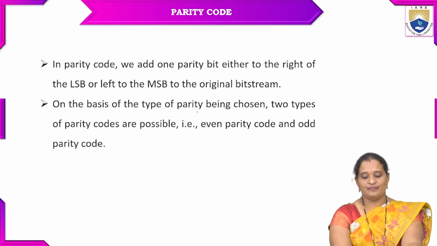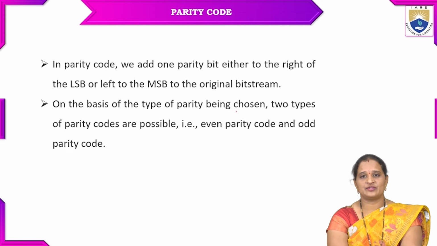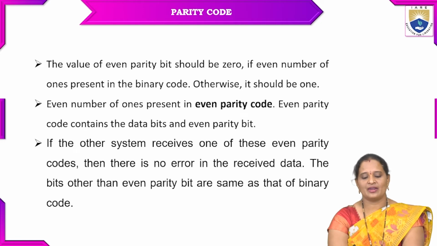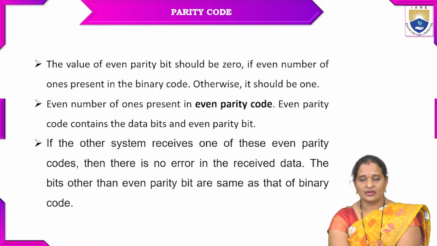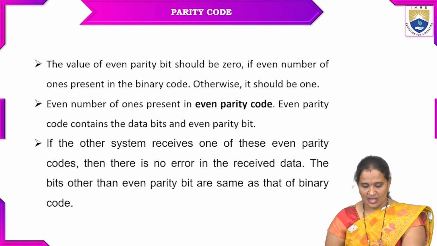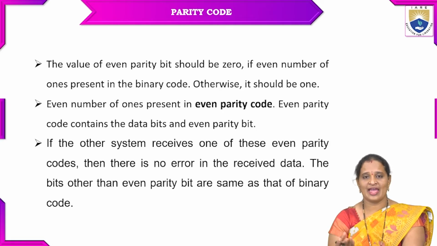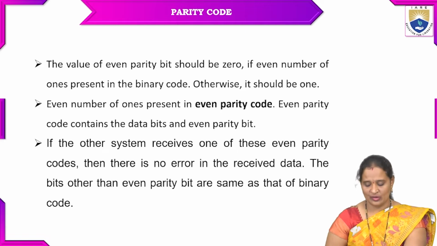On the basis of the type of parity chosen, we have two types of parity codes: even parity and odd parity. How can we define even parity and odd parity? If an extra bit is added such that the number of ones in the code becomes even, then the type of parity is called even parity. Next, if an extra bit is added such that the number of ones in the code becomes odd, then the type of parity is known as odd parity. So here we add the extra bit to either the LSB or MSB side such that the number of ones in the code becomes either even or odd. Depending on the number of ones in the code, we have two types of parity codes, that is, even parity code and odd parity code.